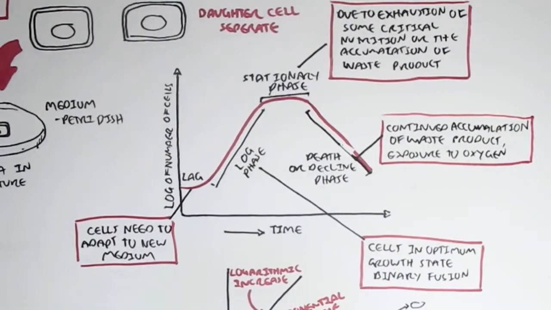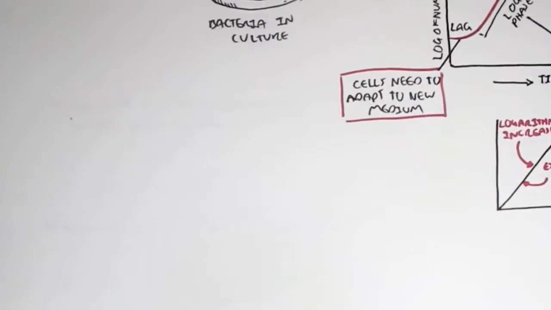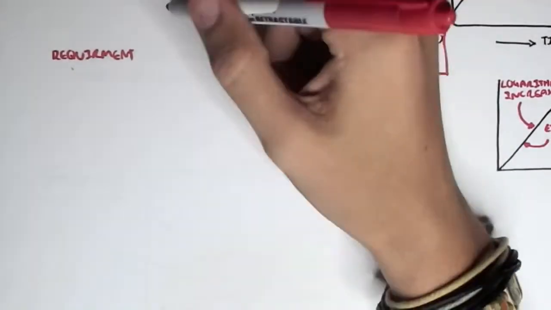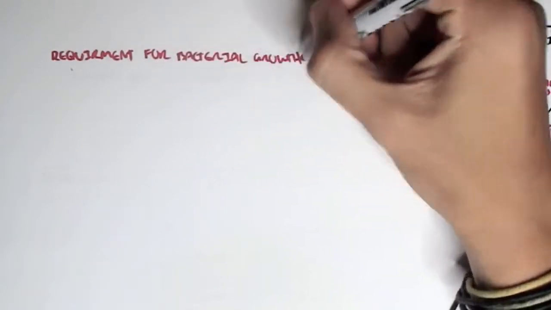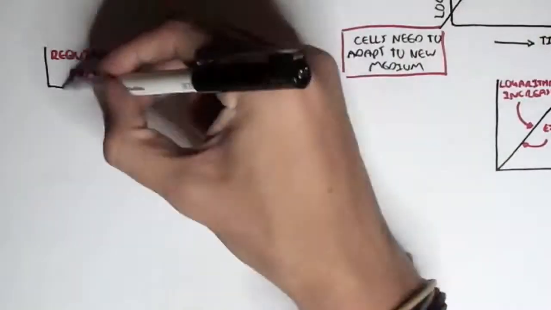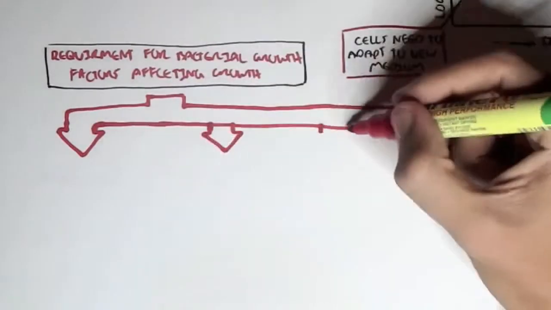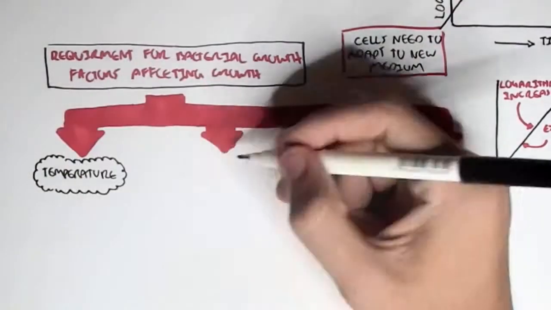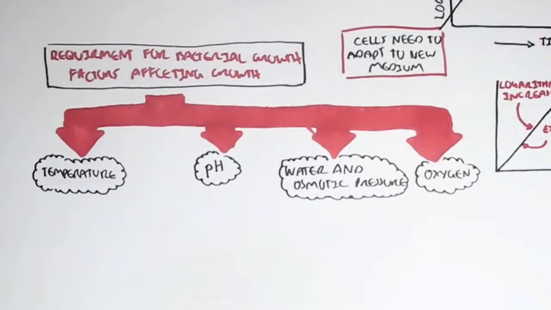But of course, the growth of the bacteria had to be under a good condition, under laboratory conditions. So essentially, there are requirements for bacterial growth, and there are many factors which influence bacterial growth. The main factors affecting growth that we will look at now are temperature, pH, water and osmotic pressure, and also oxygen. There are also nutritional requirements, which we will not look into in this video.